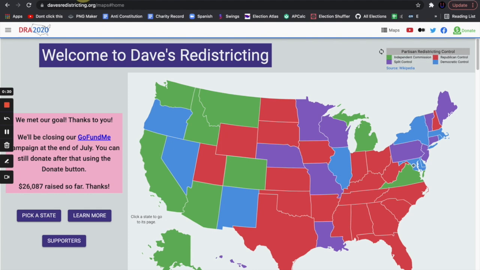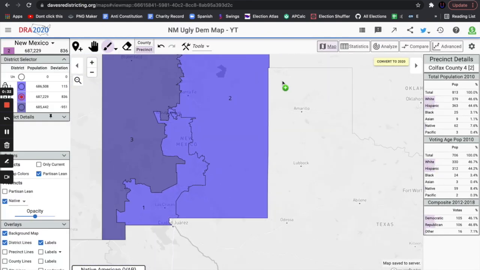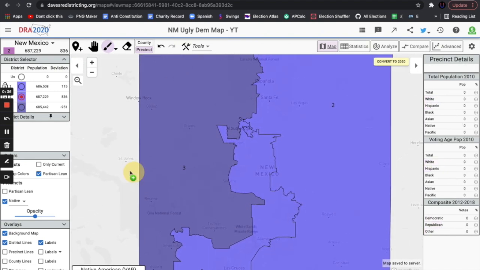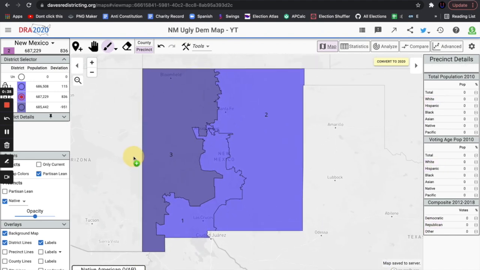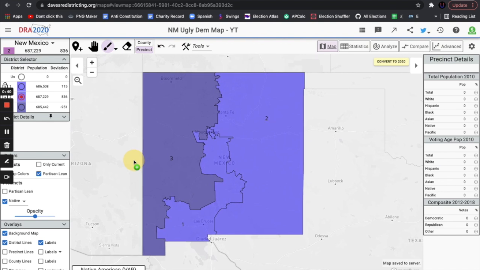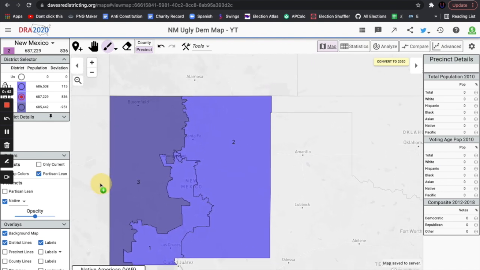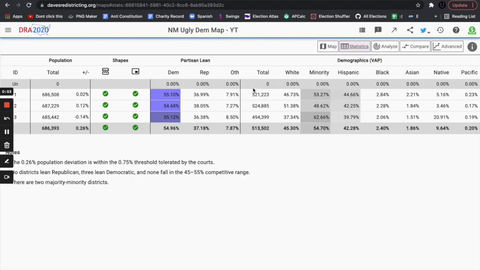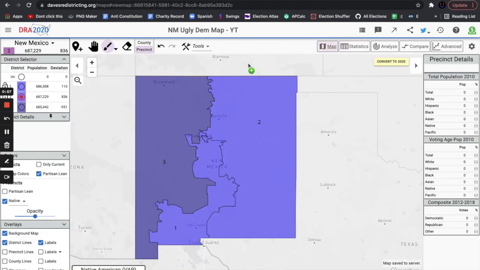Taking a look at our first map, if it loads, a really ugly Democratic gerrymander that could be passed that is VRA compliant. So the only issue in New Mexico, I think, is that you have to have either 2 majority Hispanic districts or at least 1 majority Hispanic district, I believe, or 2 majority minority districts.